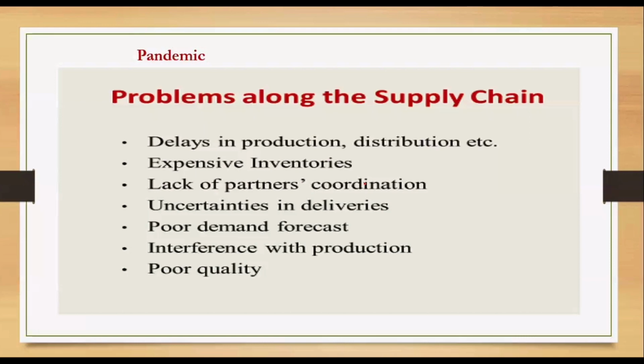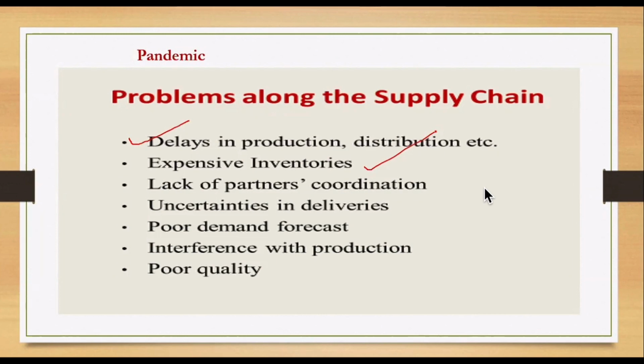If you see, during the pandemic, these are the major issues that happened during COVID-19. Production delays happened and distribution delays happened, and also expensive inventories because the supply is limited. So the price increases, and the inventory is going to be very expensive, and finally the customer has to pay more money. That exploitation happened during COVID.